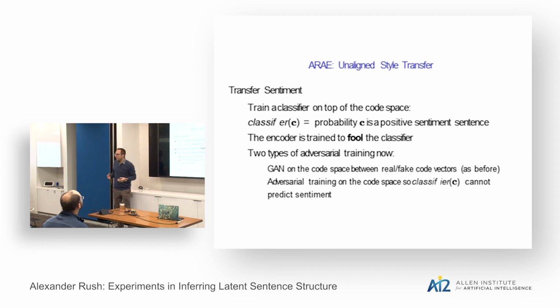OK, so the original task we were interested in was how to transfer a sentence from one style to another. To do this, we're going to add in a classifier. The job of the classifier is to look at the code and determine whether the encoded sentence was positive or negative.